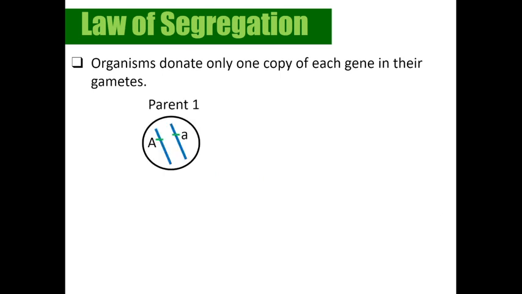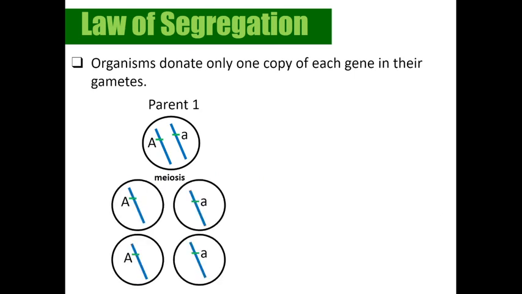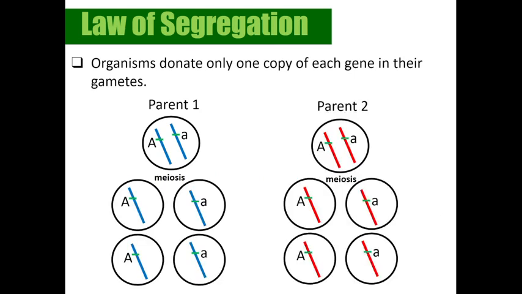Now, organisms donate only one copy of each gene in their gametes, which are their sex cells. So, here's parent 1, and here's parent 2. All right, so you can see how the cells from each parent are going to be broken down into the four cells through meiosis.